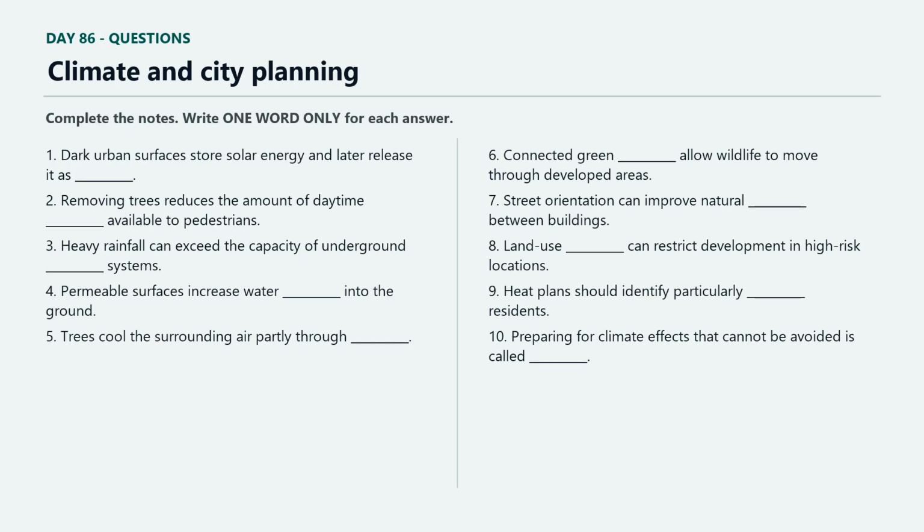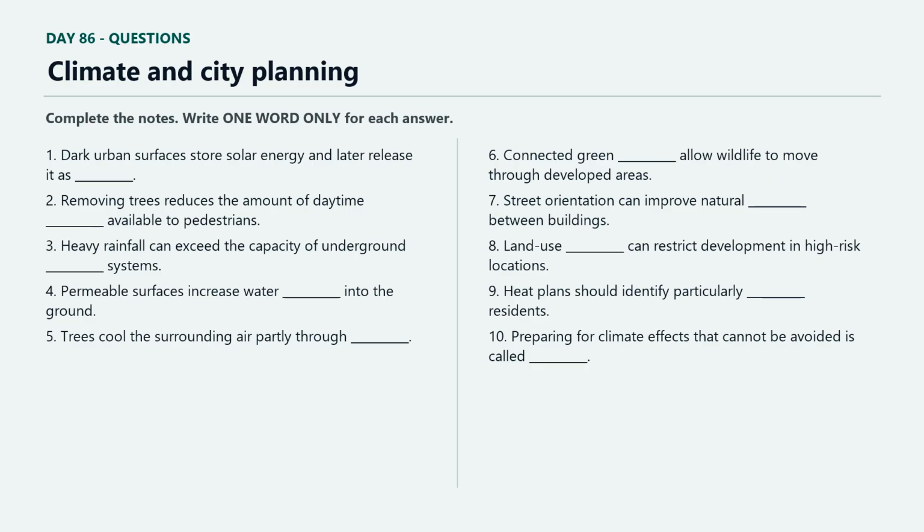Today's lecture examines how city planning can respond to a changing climate. We will consider rising temperatures, intense rainfall, urban vegetation, building arrangement, land use controls, and public health planning. The central idea is that climate hazards interact with the physical form of a city and with the social conditions of its residents. A weather event does not produce the same outcome everywhere because streets, buildings, services, and population characteristics differ.